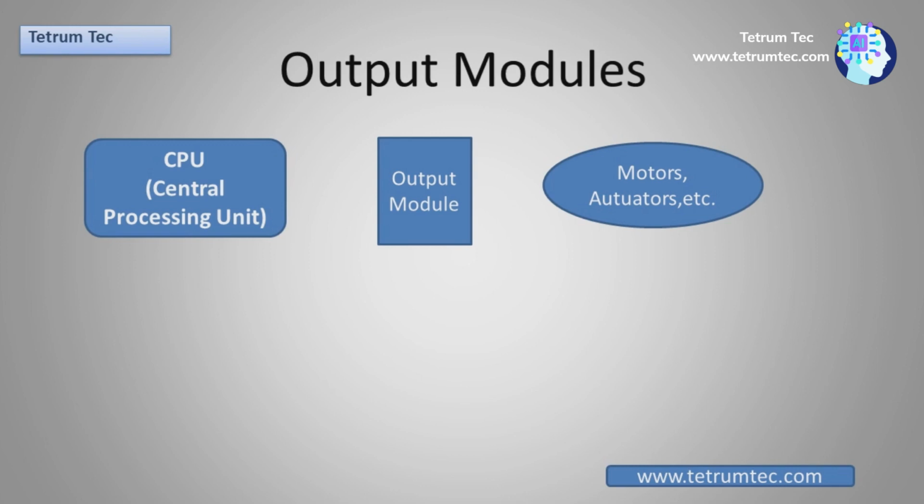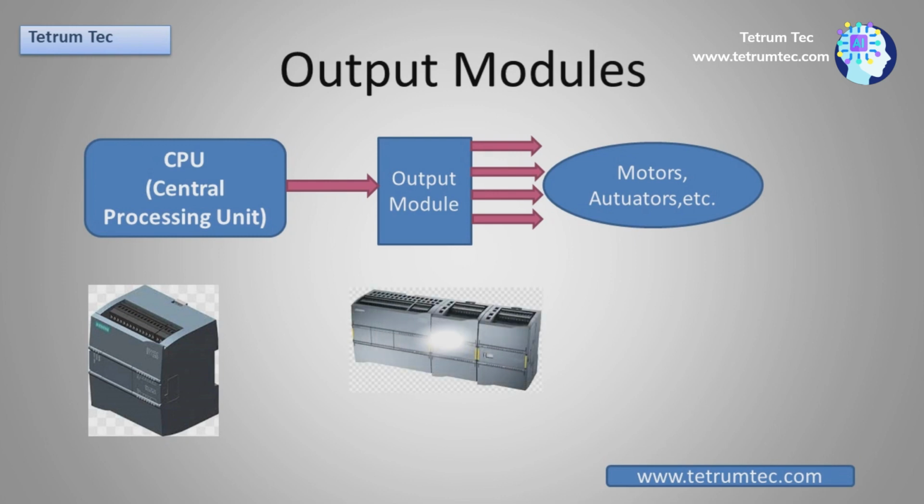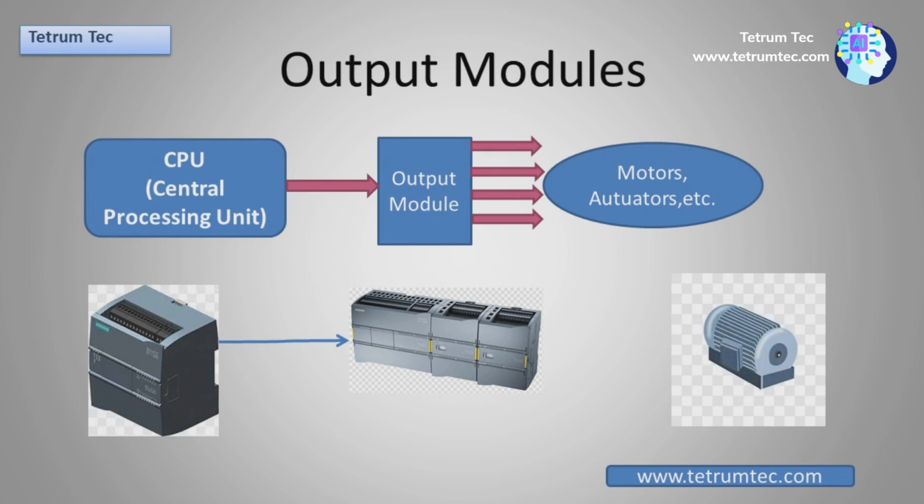Output modules generate control signals or commands to actuate output devices such as actuators, motors, solenoid valves, relays, lights, alarms, and other equipment in the external environment. Output modules transmit control signals or commands from the PLC's central processing unit, CPU, to the connected output devices through internal communication channels or field wiring. The communication may utilize digital or analog signals, depending on the type of output device and the module.